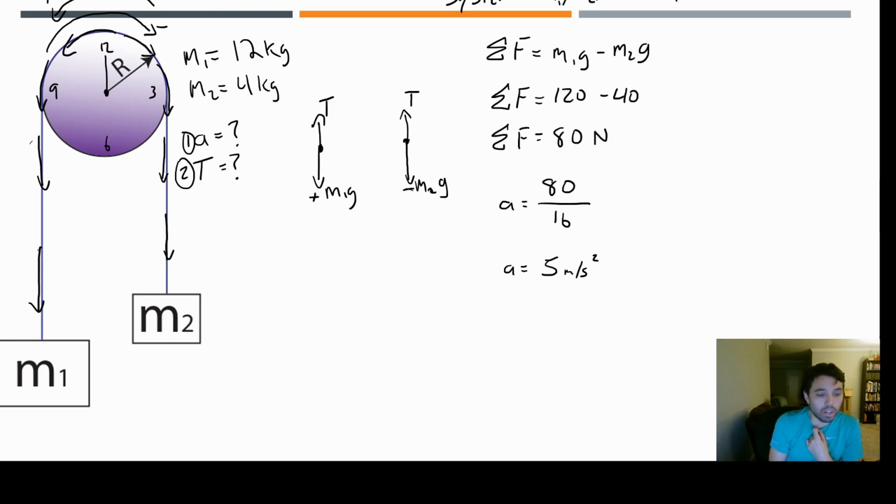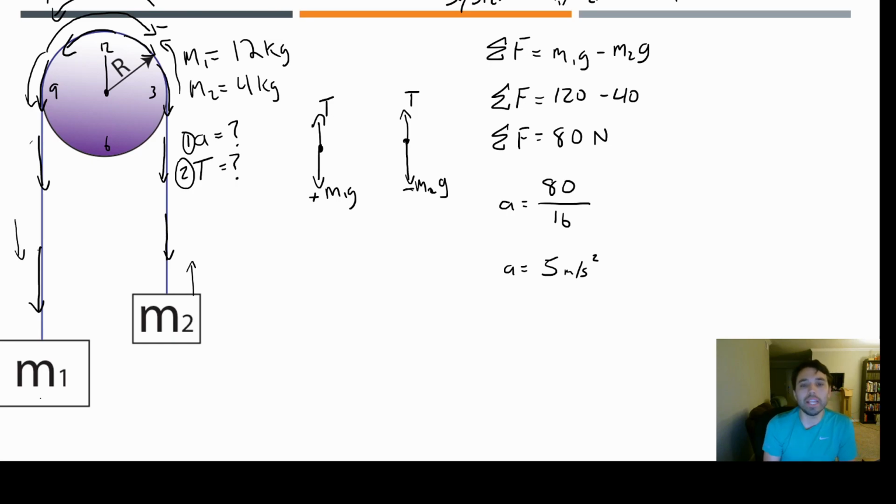The acceleration is positive, so both objects are accelerating in the positive direction. M2 will be accelerating up this way. If you keep the arrow going up, that's going counterclockwise around the clock face, around our pulley, so it's positive. And M1 will be going down this way around the clock face, and also in a positive direction. So they're both going in positive directions.